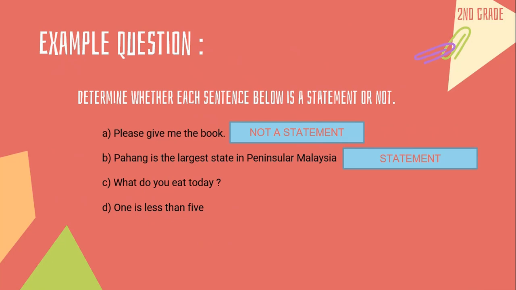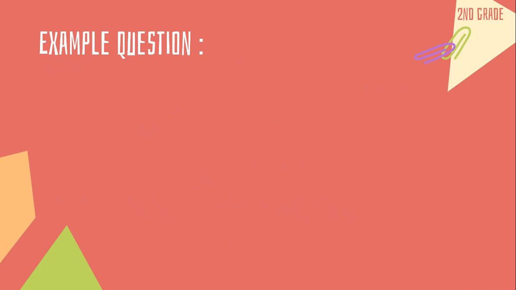Okay, next is what do you eat today? So this is obviously a question sentence, which has a question mark. So a question is not a statement. Okay, next, lastly is 1 is less than 5. So in this sentence, we can know the truth value, which is true that 1 is less than 5. So this is a statement, which is a true statement.